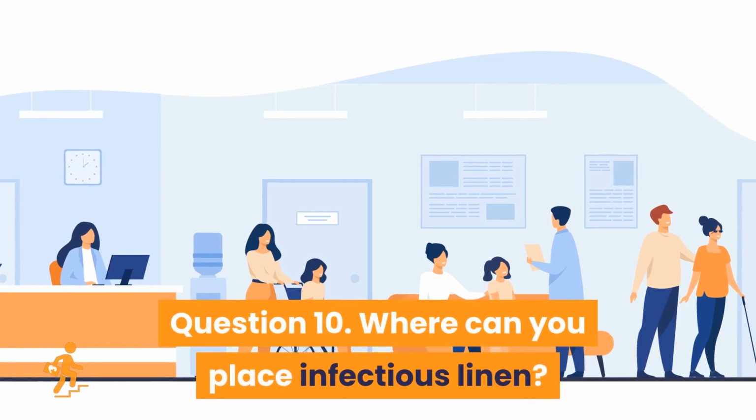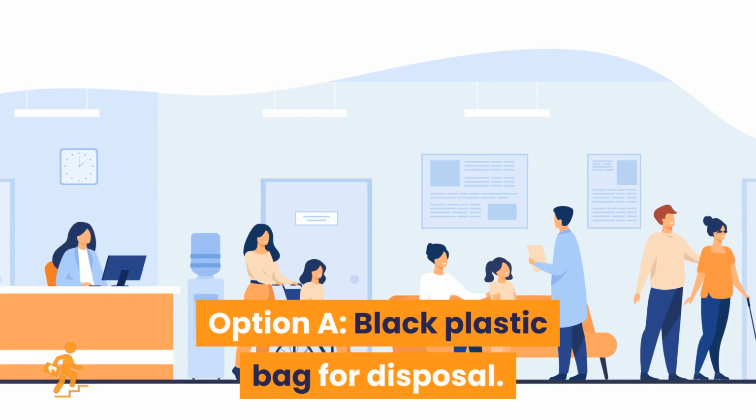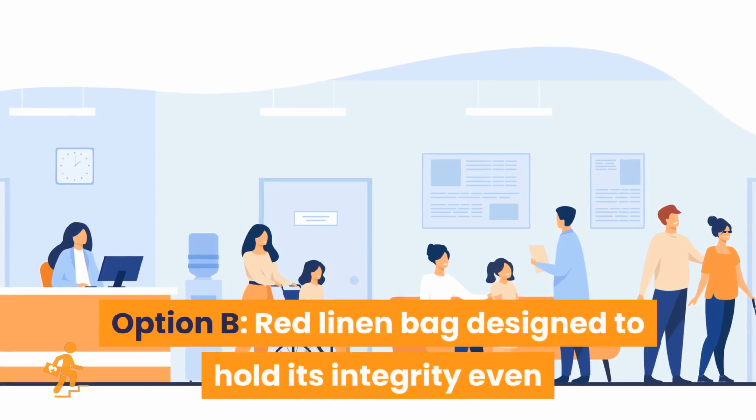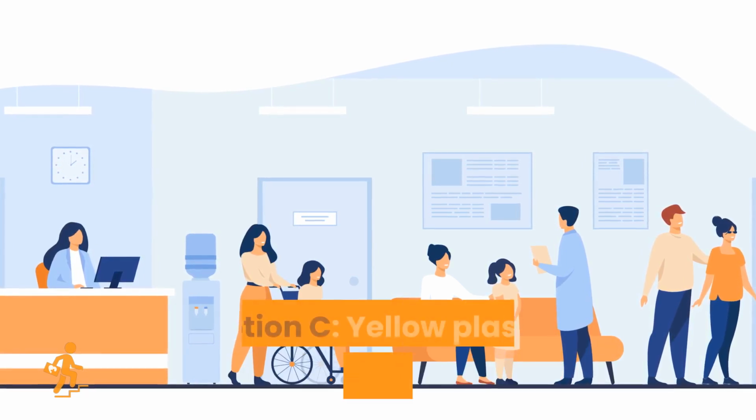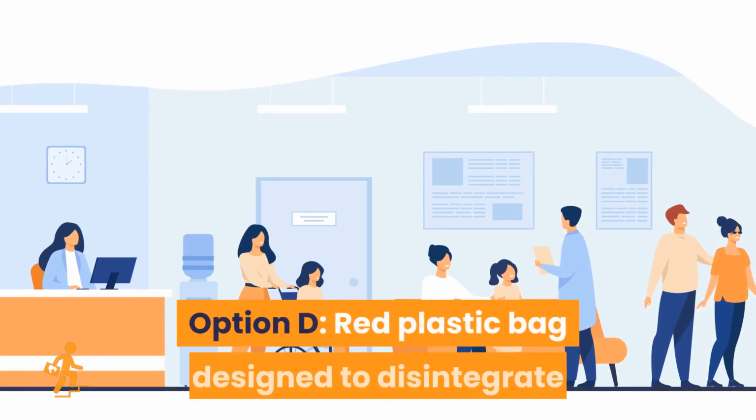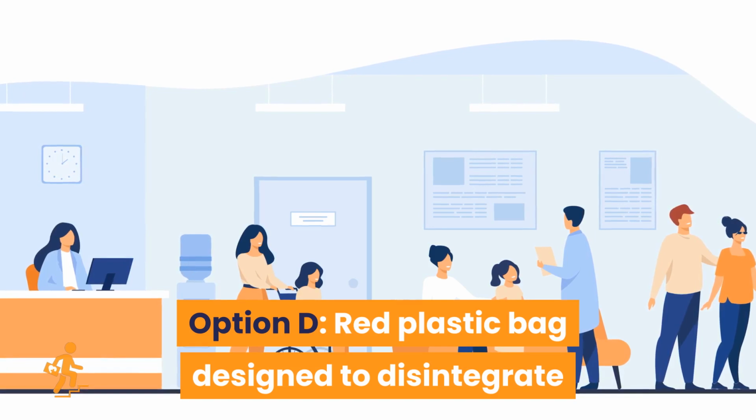Question 10. Where can you place infectious linen? Option A, black plastic bag for disposal. Option B, red linen bag designed to hold its integrity even when exposed to heat. Option C, yellow plastic bag for disposal. Option D, red plastic bag designed to disintegrate when exposed to heat.